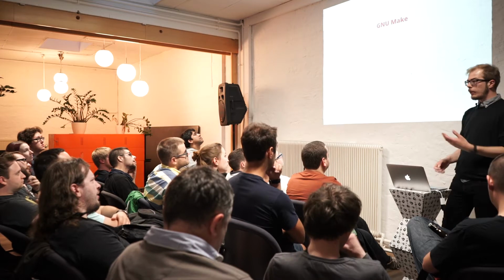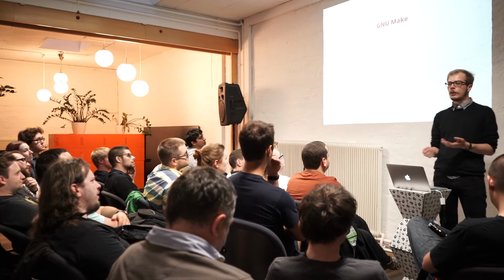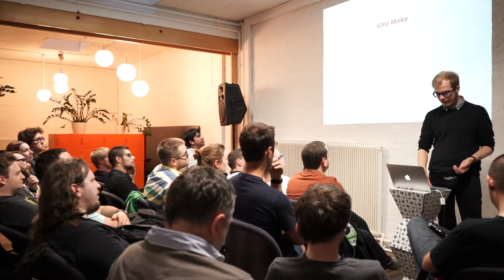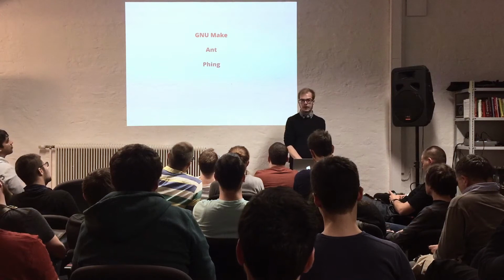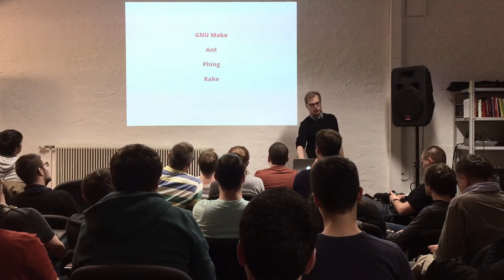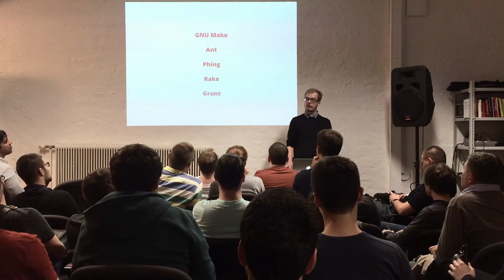GNU make is quite popular, and it's used by C programs and libraries. But for example, there's Ant or Maven in the Java world, or Phing in the PHP world, or Rake in the Ruby world, or Grunt in the JavaScript world.